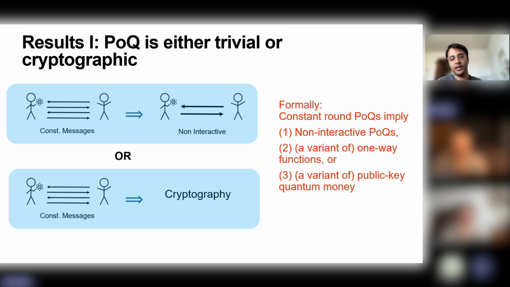So formally, we get that constant round proofs of quantumness imply either non-interactive proofs of quantumness, or a variant of one-way functions, or a variant of public key quantum money. Public key quantum money is this heavy-duty primitive. So in my mind, this is really saying one-way functions, but technically these two are not strictly comparable. And the variant is because of things like infinitely often auxiliary input.